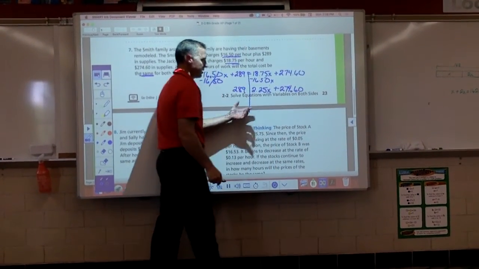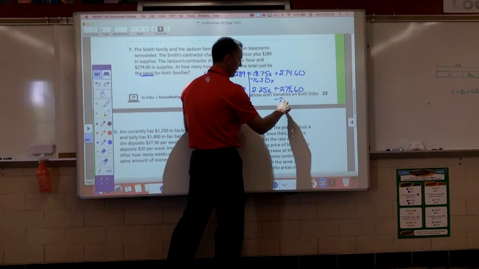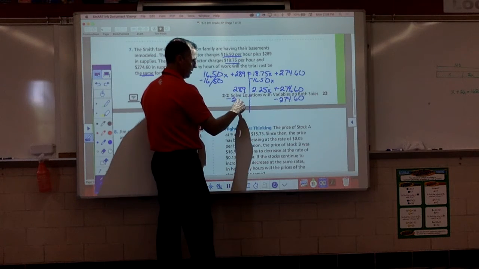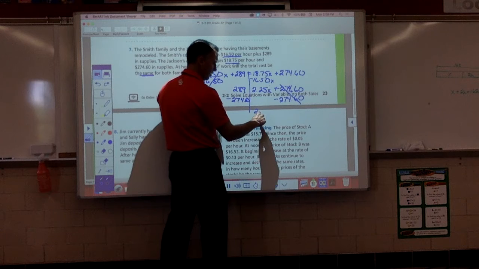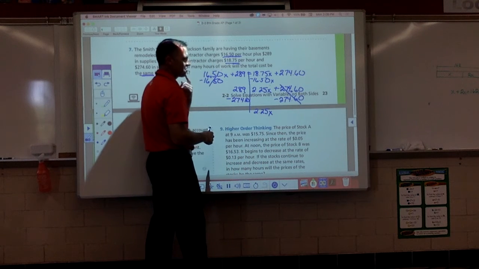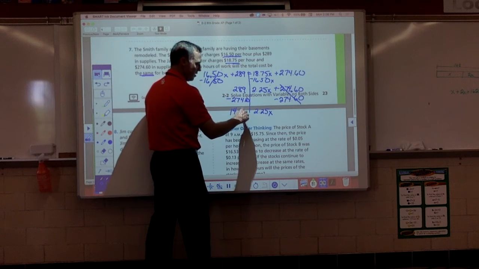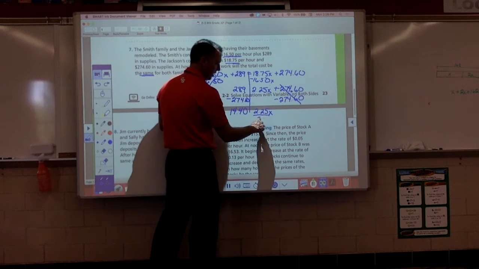Next step, the variable term along with the constant. Once again, we've got to get rid of it, so I take away the constant. We're left with $2.25 times x, equal to about $14.40 over here.